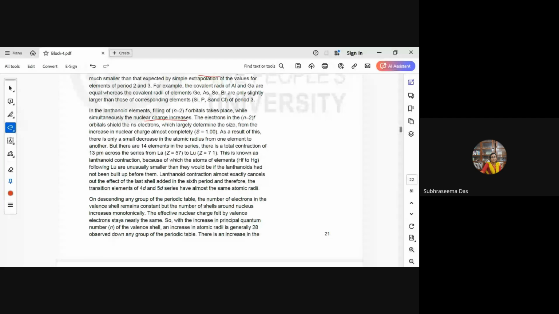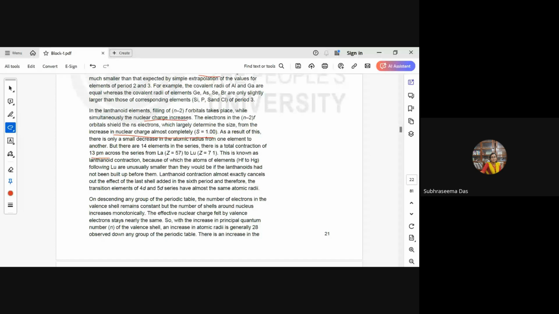The electrons present in the (n-2)f orbitals determine the size, from which the increase in nuclear charge is almost around s equal to 1. Because of this, there is a very small decrease in the atomic radius from one element to another. In this lanthanoid series there is a total of 14 elements, and the contraction is very small, almost 13 pm, and this is what is called the lanthanoid contraction.